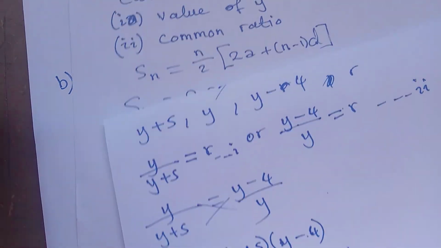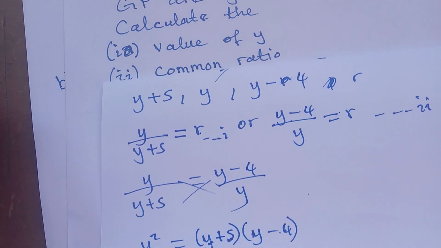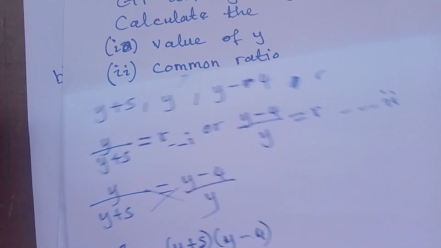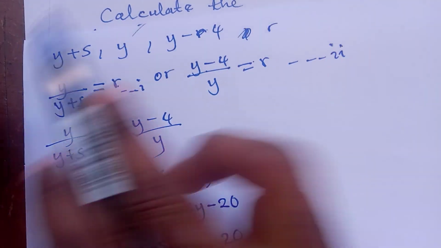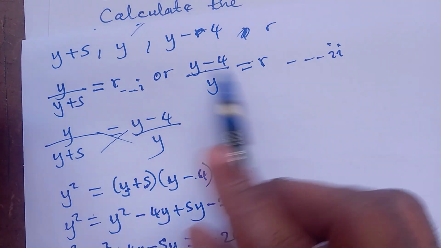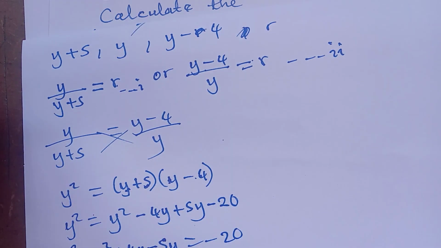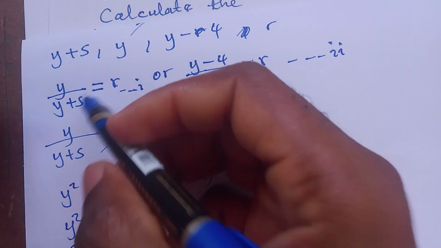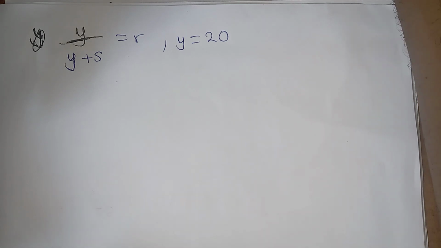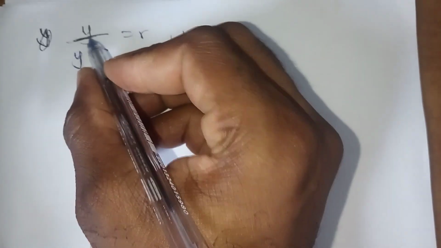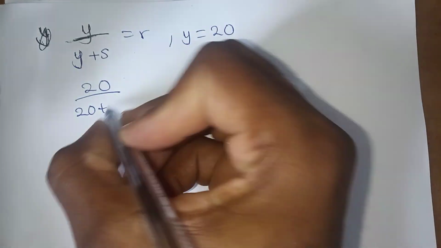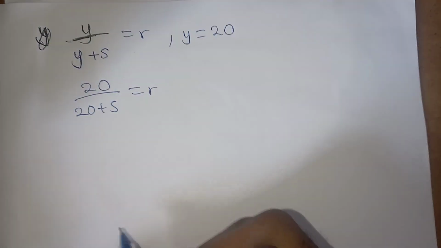The question was asking you to find the value of y. And then to find the common ratio, you already have these two equations. You can use any of them. You can either use this or you can use this. So to solve for r, you can simply substitute y in there. We know that y is equal to 20, so 20 over 20 plus 5 is equal to r.